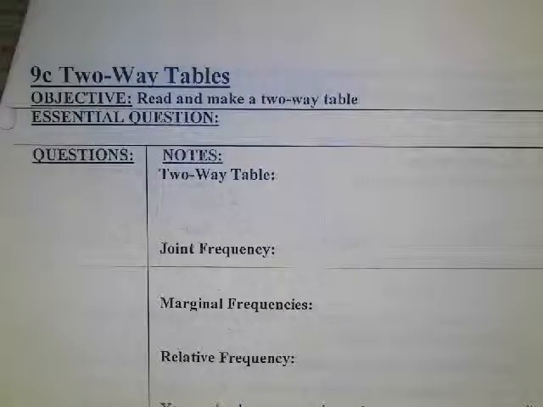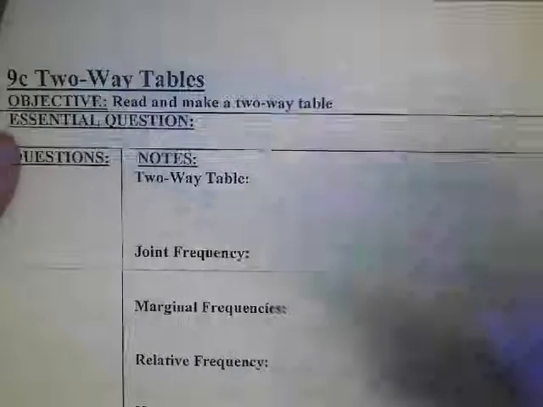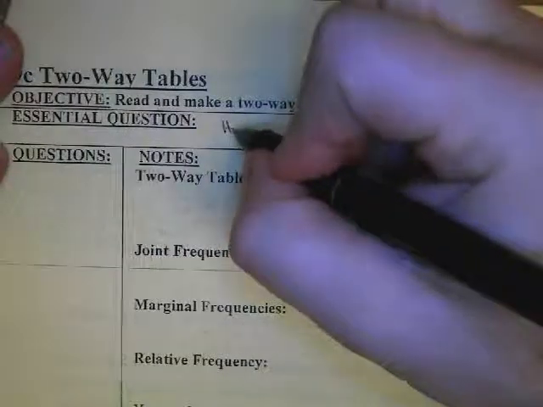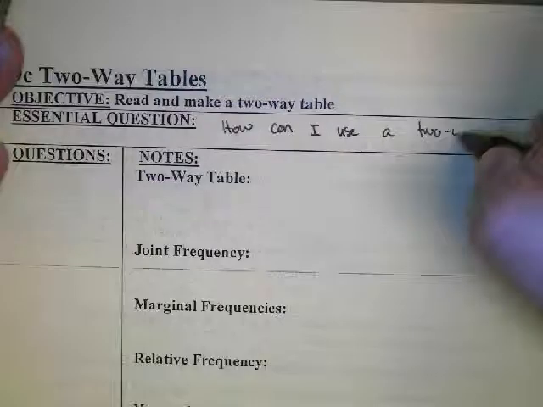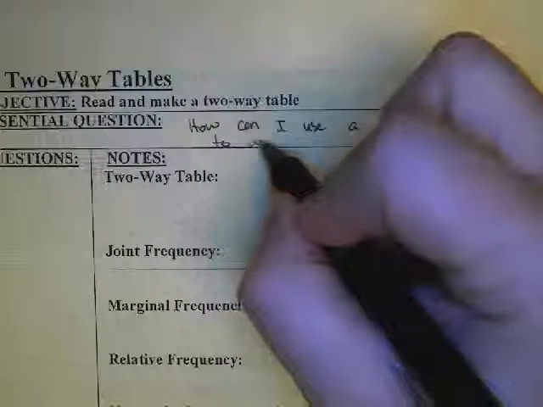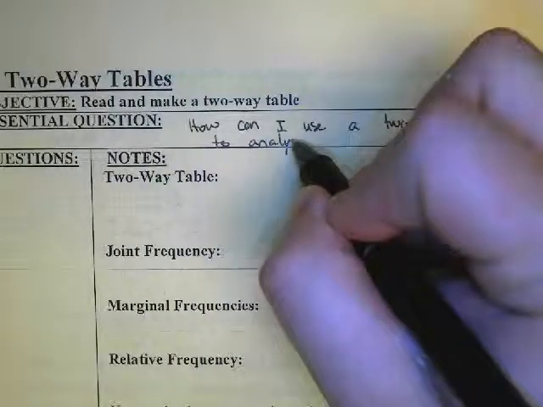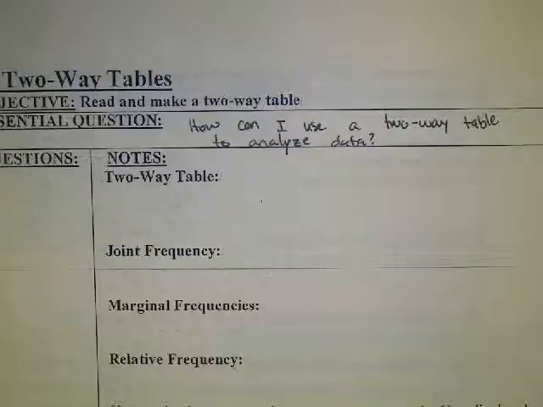In this video we'll be looking at 9C, two-way tables. Our central question will be, how can I use a two-way table to analyze data? How can I use a two-way table to analyze data?